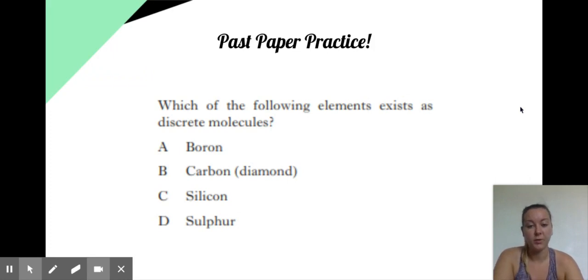sulfur. Now we know that sulfur is one of the solid covalent molecular structures, so that would also help us with this answer. So the correct answer is D, sulfur. That is the only element here which exists as a discrete molecule.